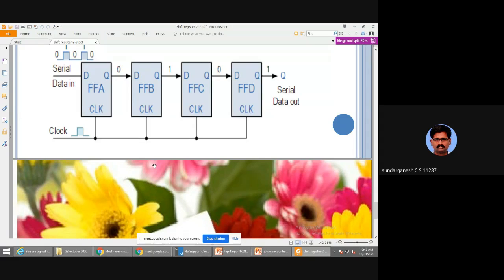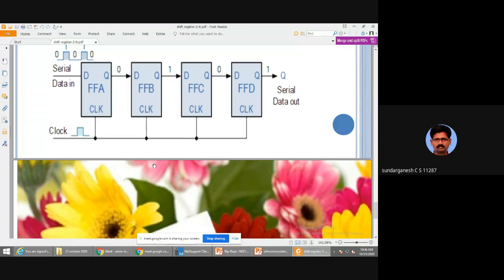I take a 3-bit shift register. So this is the A flip-flop, this is the B flip-flop, this is the C flip-flop. This is the input D in, and this is D out. QA, QB, QC, SI, SO. So I have a 3-bit input. My input is 101.